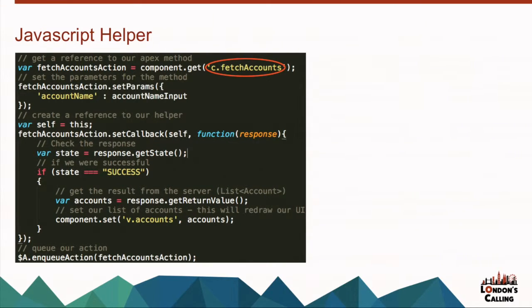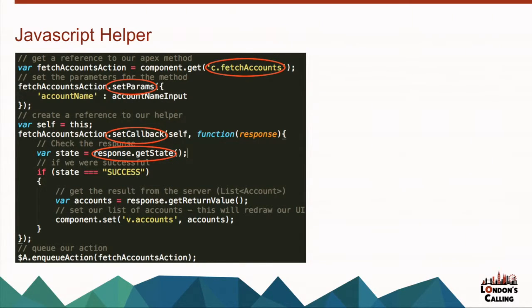Once we've got a reference to that Apex method, we're going to want to set the parameters that it expects. We can do that using .setParams, specifying the attribute name and giving it the value. Once we've got our reference and given it our parameters, we want to set a callback. What we're saying here is that we want to make an AJAX call to the server and get a response back. And what we're specifying in here is what we want to do once the callback has come back and run.